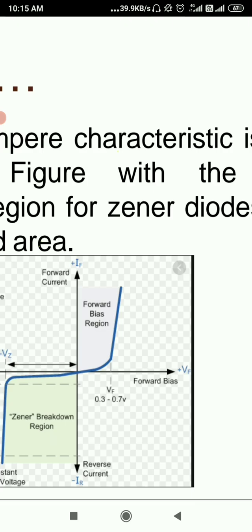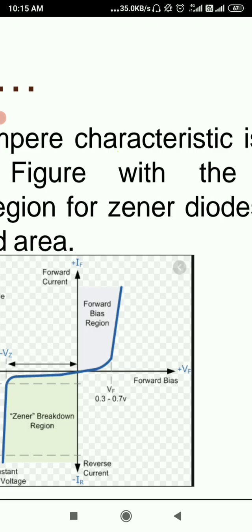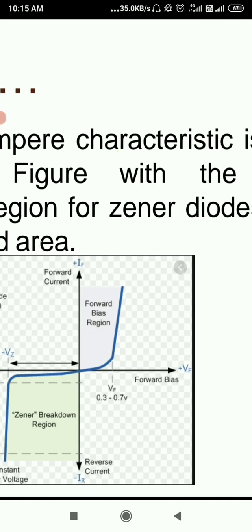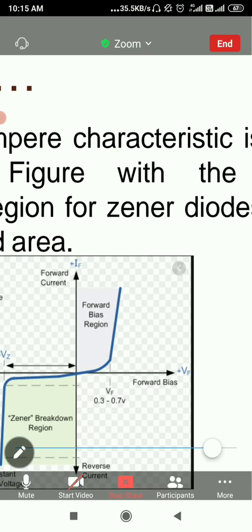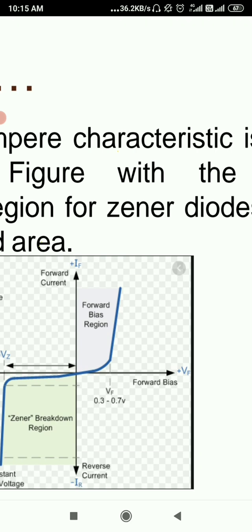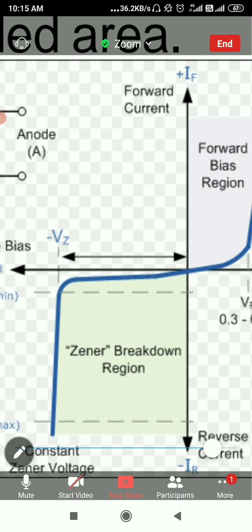And after the knee voltage, current will increase rapidly. This forward biasing for the Zener diode and for the PN junction is exactly similar. You can explain it in exactly the same way as we have explained for a PN junction. Now focus here on the reverse bias.